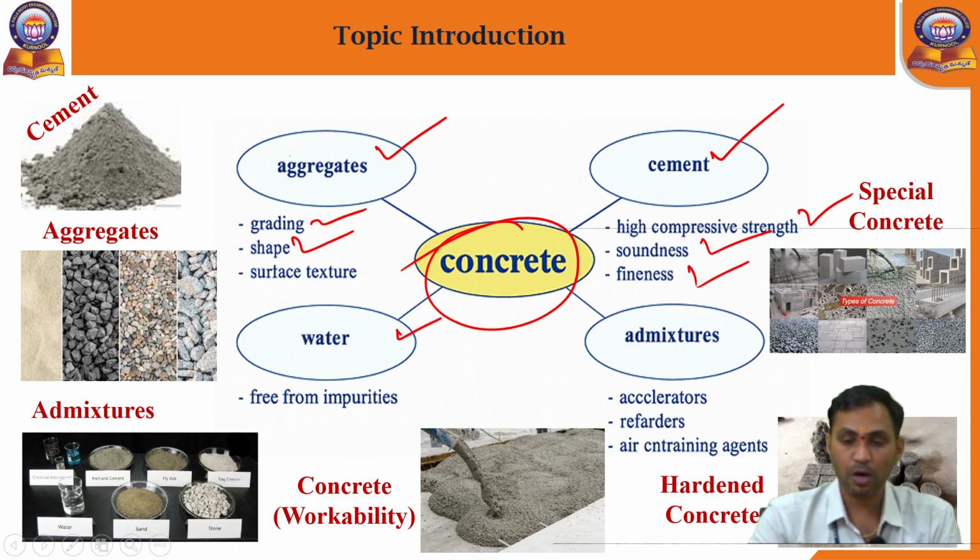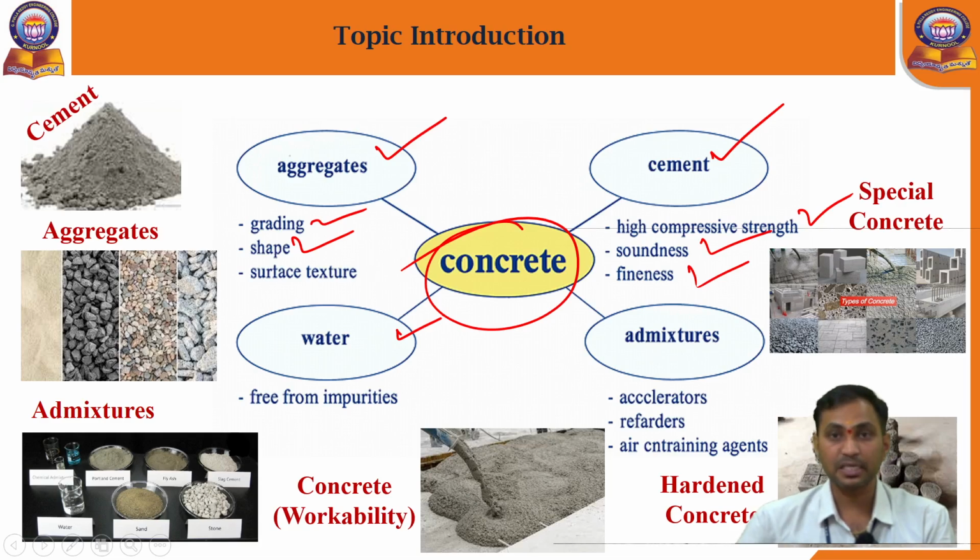And next one is water. One main important thing is that after the concrete is prepared and hardened, we will do the curing part. So the water will play a very important role. It should be free from impurities. That is one topic. And coming to the admixtures, there are some different types: accelerators, retarders, and air entraining agents. Some other mineral or chemical admixtures are also present.